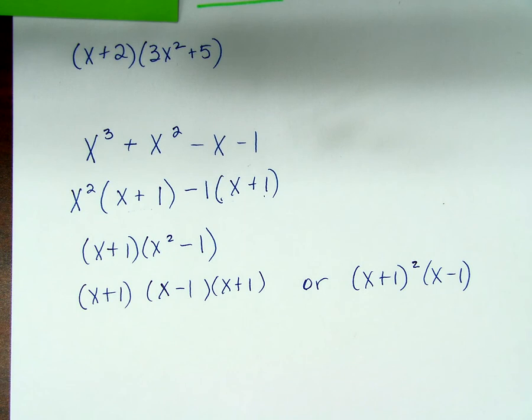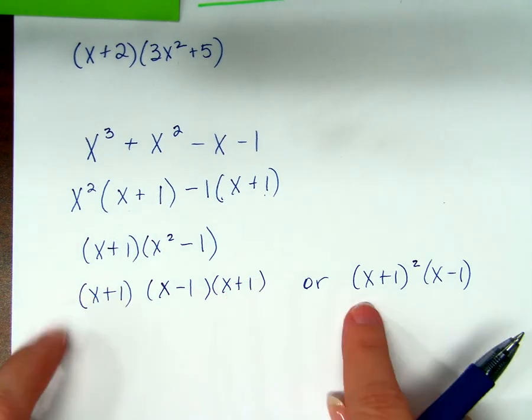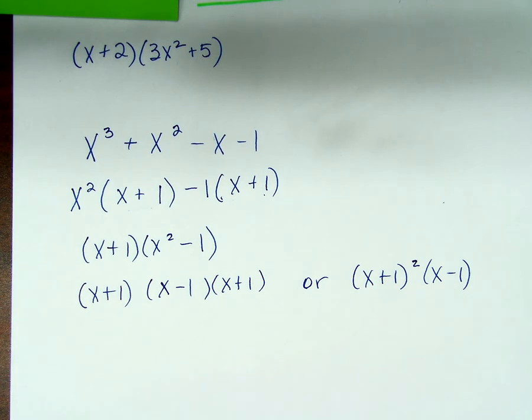Why? Because there are two x plus 1s, right? So I could combine those together and write them as x plus 1 squared and then have the x minus 1 right there. Is one of those more correct? No, not really.